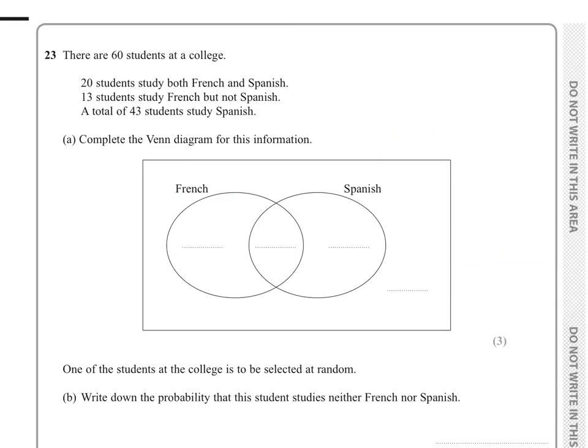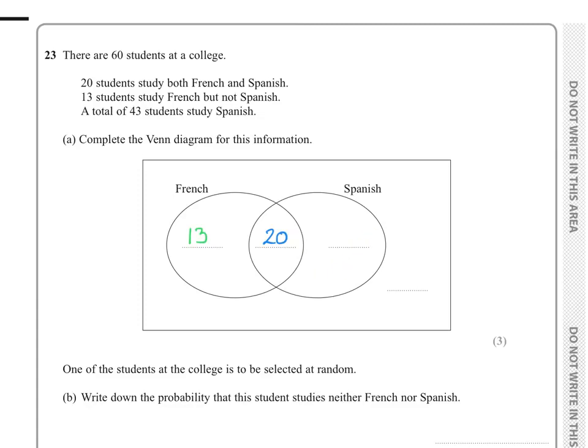Question 23. There are 60 students at a college and 20 students study both French and Spanish. So here is French and here is Spanish. So surely the 20 would have to be here, because that's the only situation where we're part of French and Spanish both. Now 13 students study French but not Spanish. So the 13 would have to go here, because in this part here, you are in French, but you're certainly not in the Spanish part.